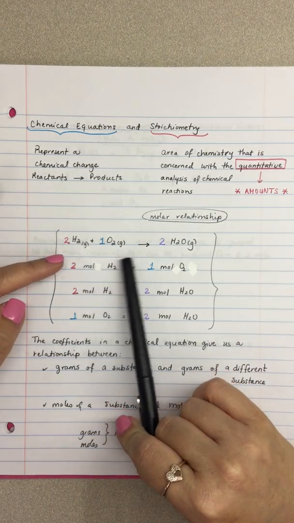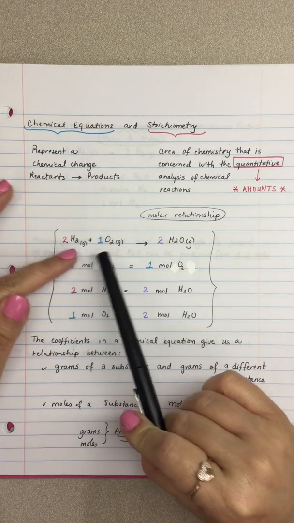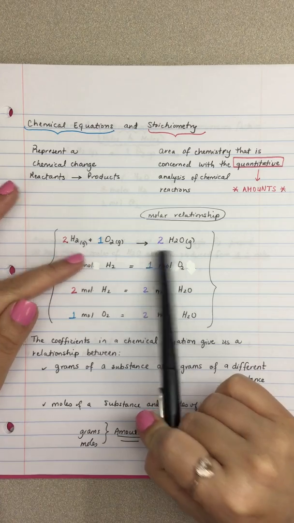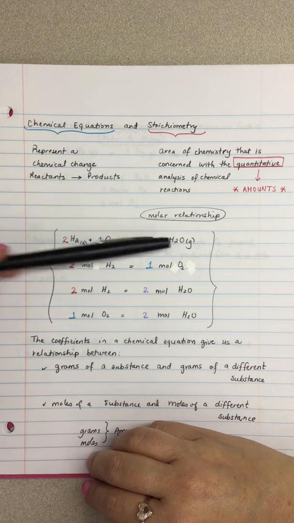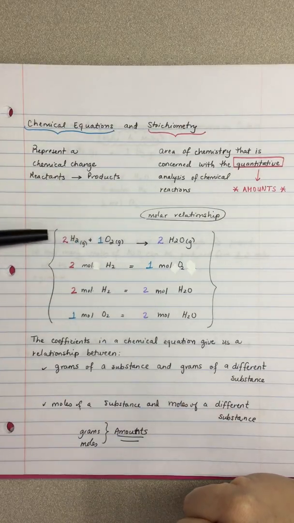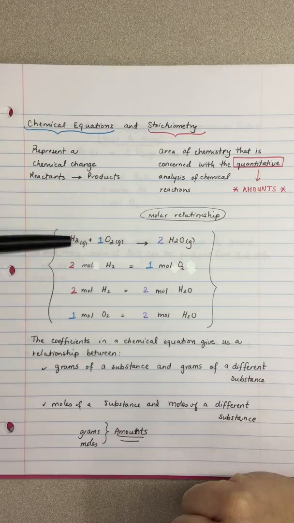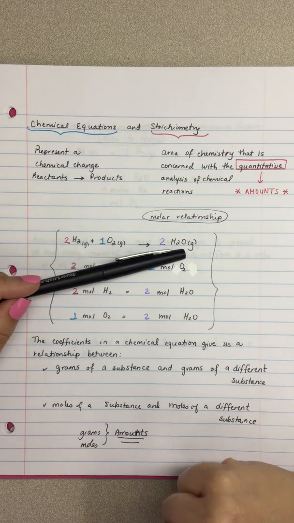So I'm showing you here the reaction for the formation of water, hydrogen plus oxygen giving you water. And I have my coefficients in different colors for each substance in the chemical equation. So we read this equation as 2 moles of hydrogen react with 1 mole of oxygen to form 2 moles of water.